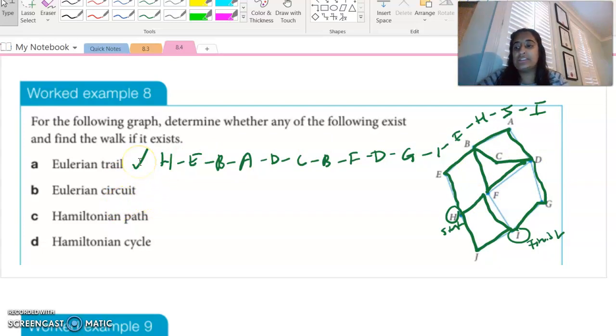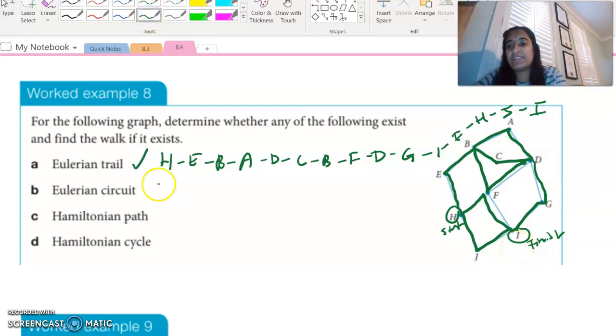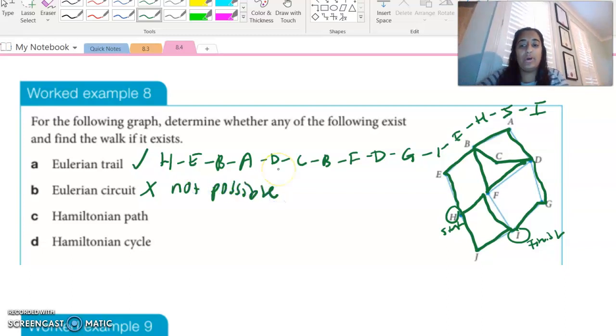All right, an Eulerian circuit. So remember, for an Eulerian circuit to exist, all of them have to have an even degree. So in this one, because of part A, we know that H and I had odd degrees. That means no, an Eulerian circuit's not possible for this particular network.